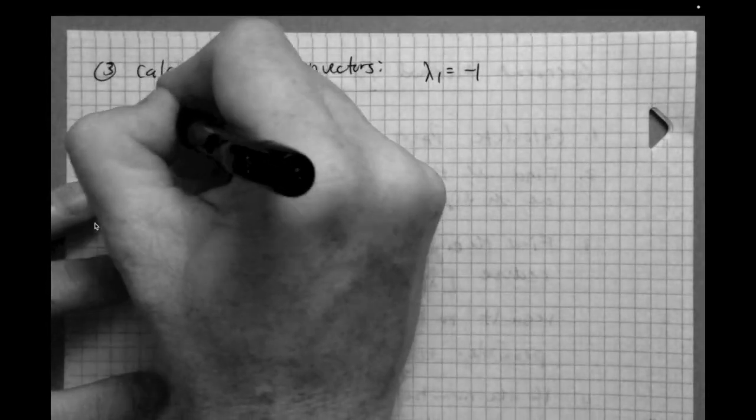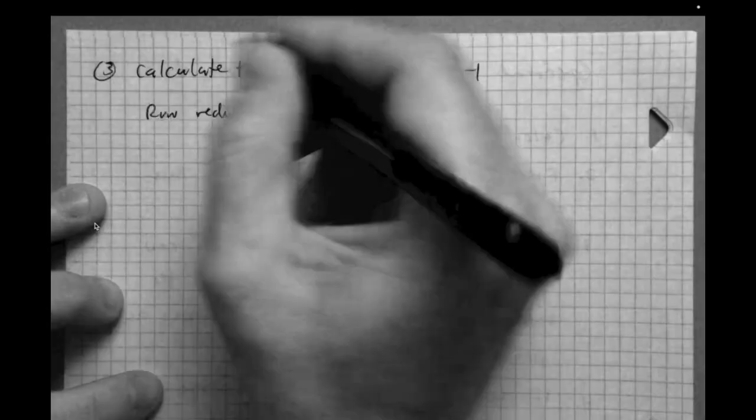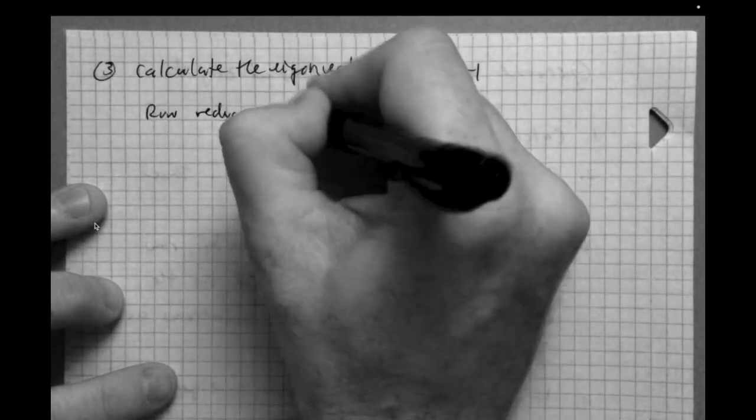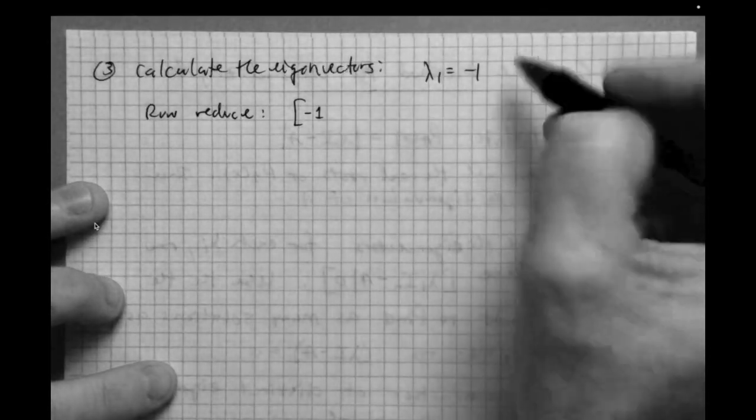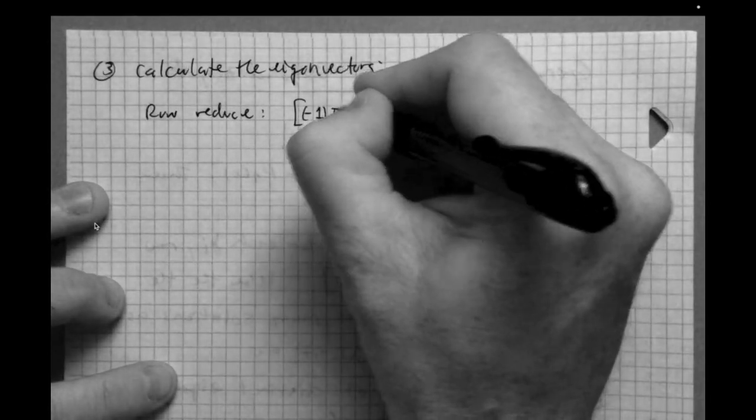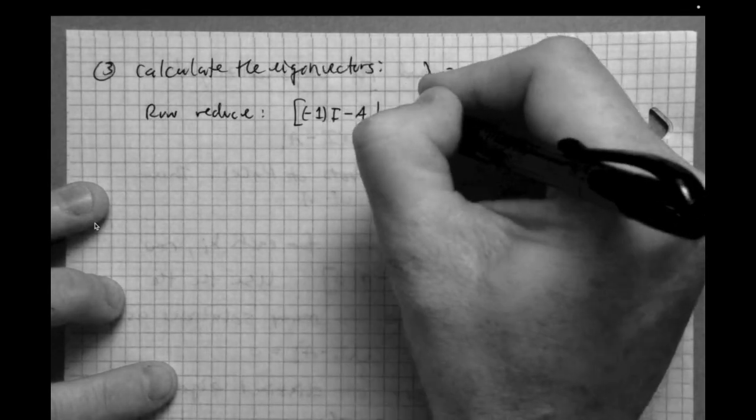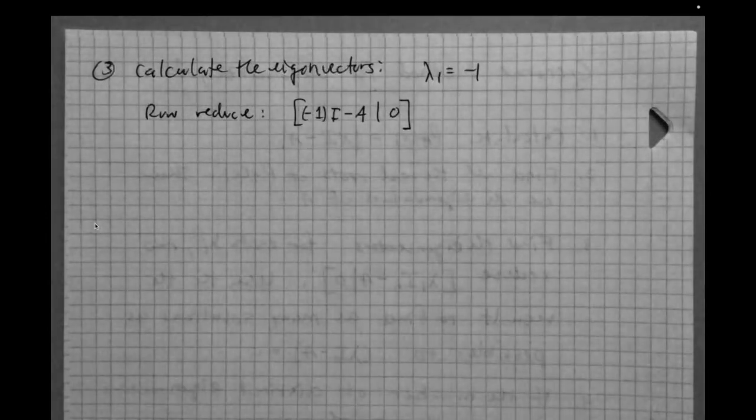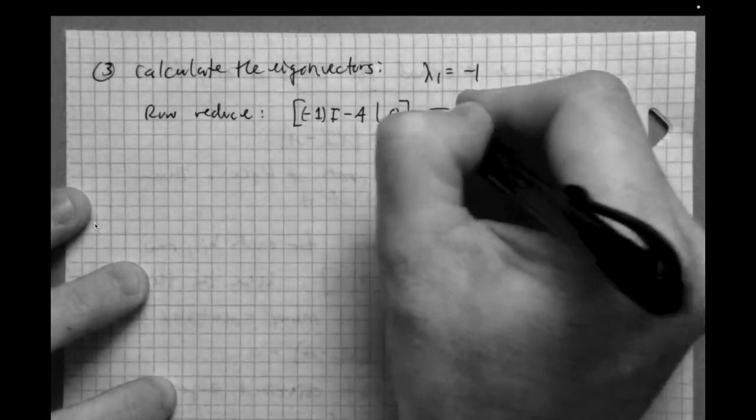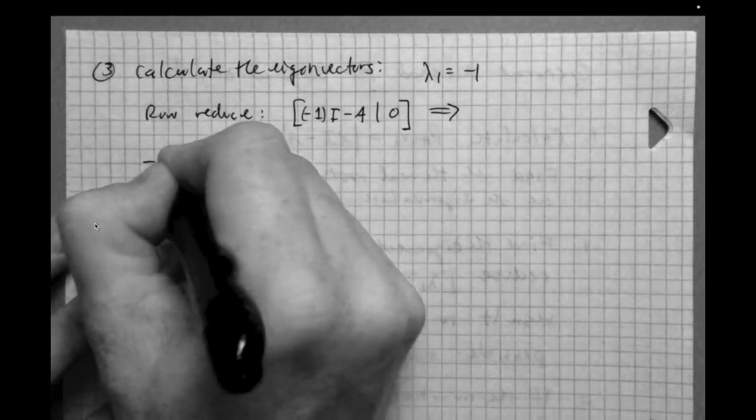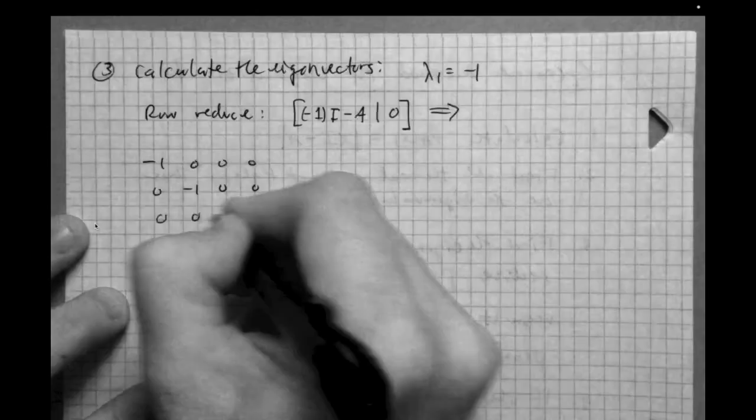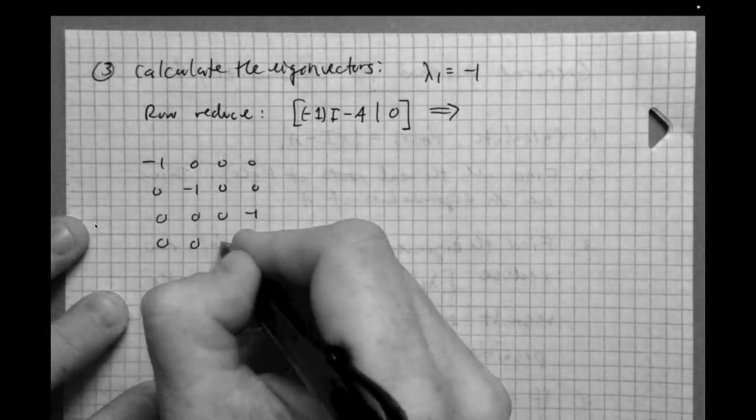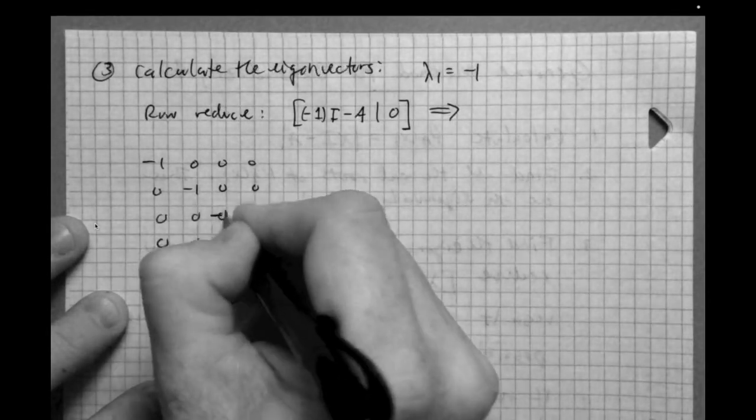So we want to row reduce. In this case, lambda is -1. So -1 times the identity minus A, the homogeneous system that has that as its coefficient matrix. Okay, and what does that mean? Well, you've got -1, 0, 0, 0, 0, -1, 0, 0, 0, 0, 0, -1, 0, 0, 0, -1. This should be a -1, sorry.